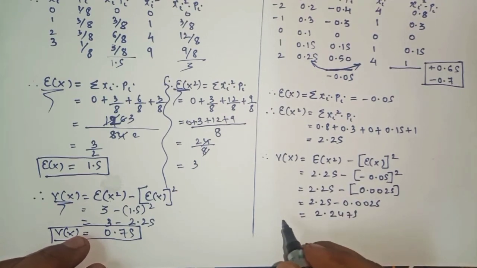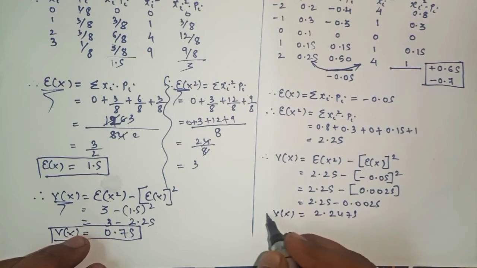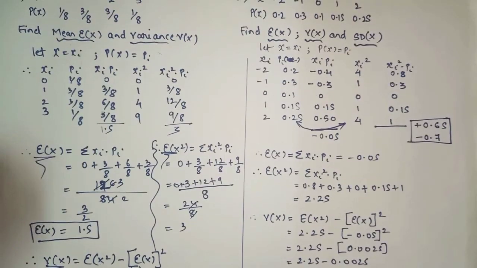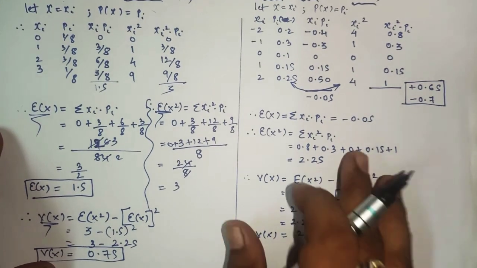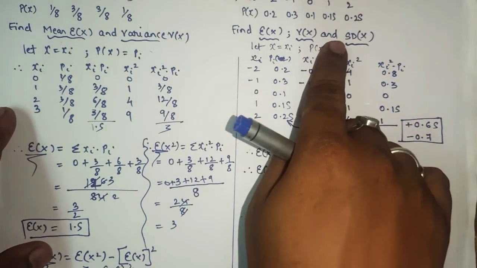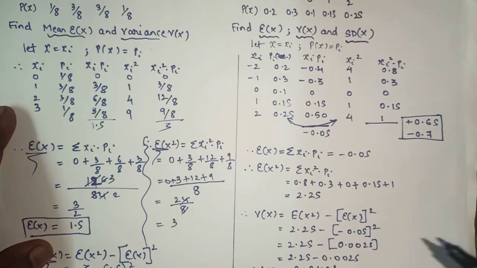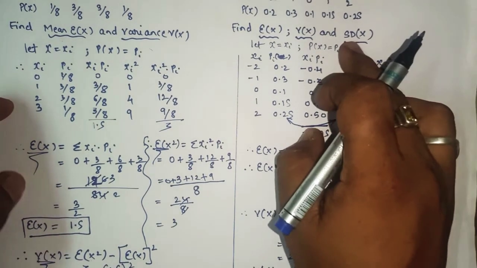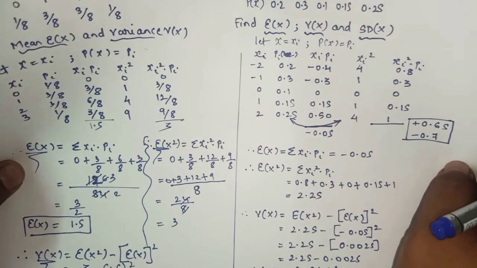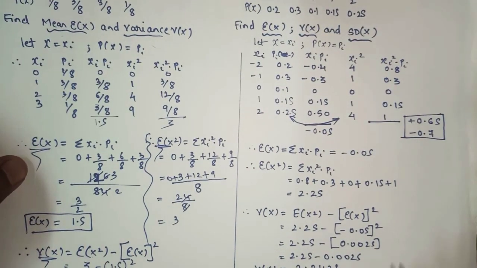2.2475 as the answer for V(X). Okay, so after finding V(X), in this question we have to find one more answer for SD. So what does SD stand for? Standard deviation.